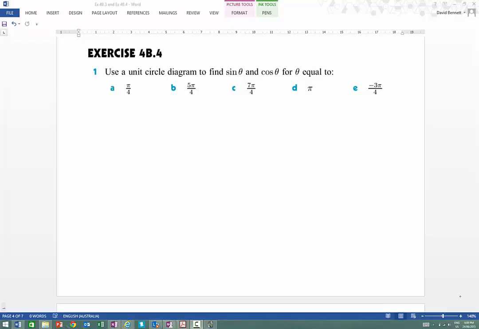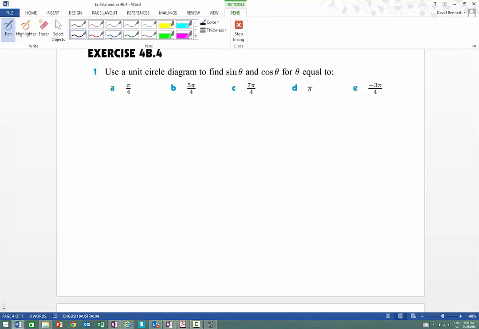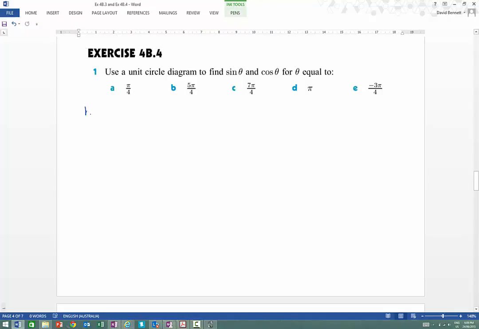Today we're going to be looking at some more questions to do with the unit circle, so let's just get straight into it. If I had to do, say, question B here, we're looking at using the unit circle to find the sine and the cosine for that particular angle. If I'm using the unit circle, I don't actually draw it, I just draw my axes.